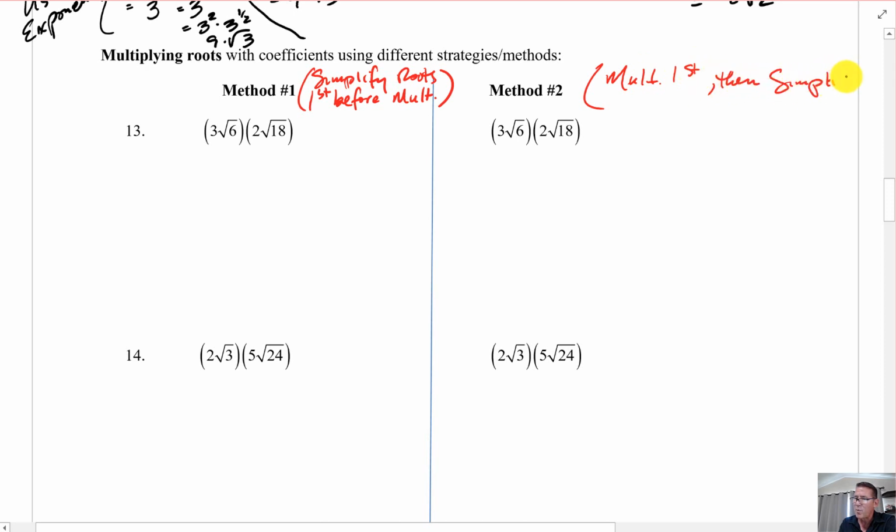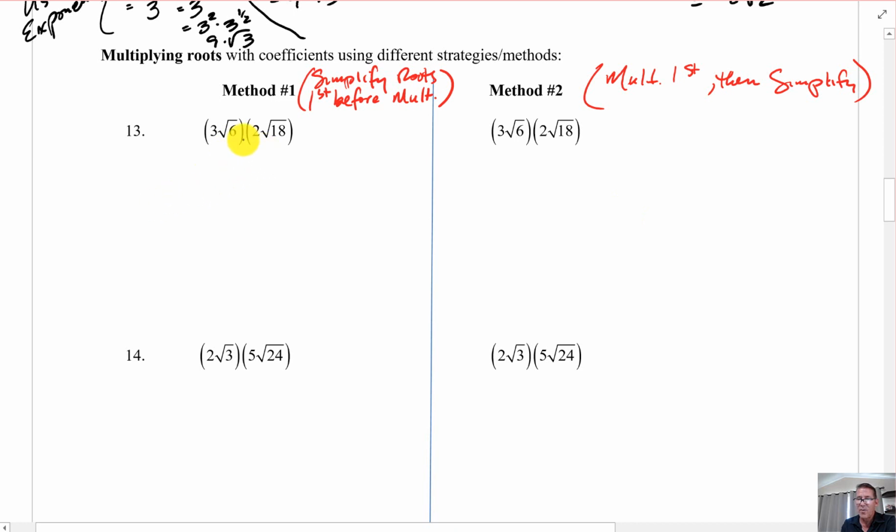And now I'm going to do it both ways, and then guess what? You get to choose. Which method do you prefer? We'll talk about that after we do it. The only way you can tell which method you like is to do both of them and then decide which one you like. All right, so let's do it.